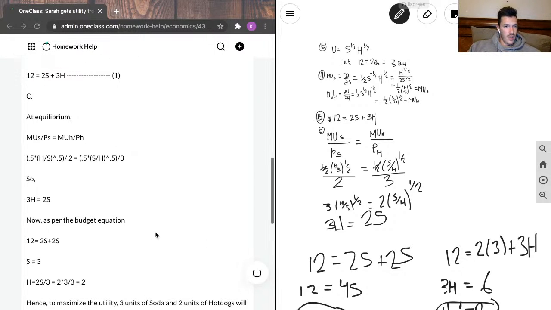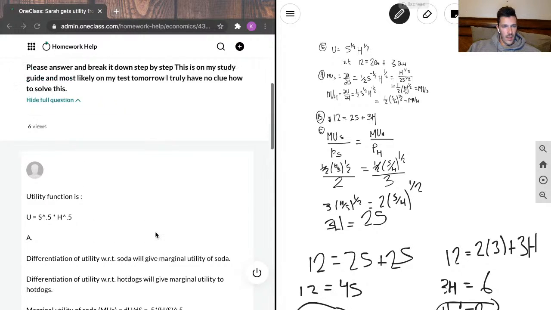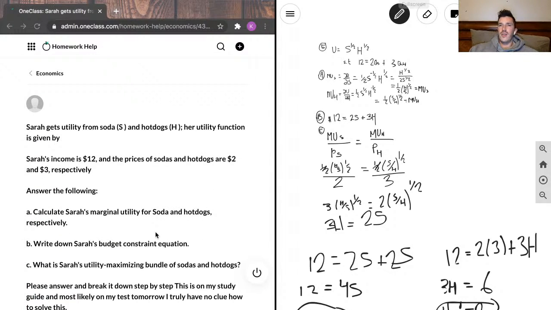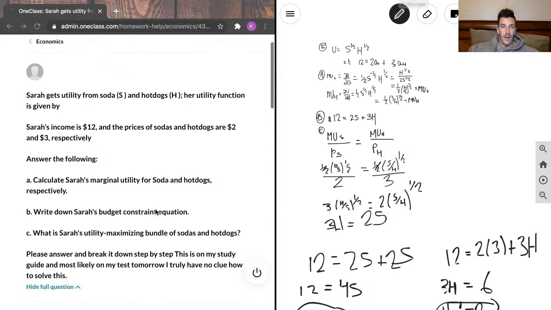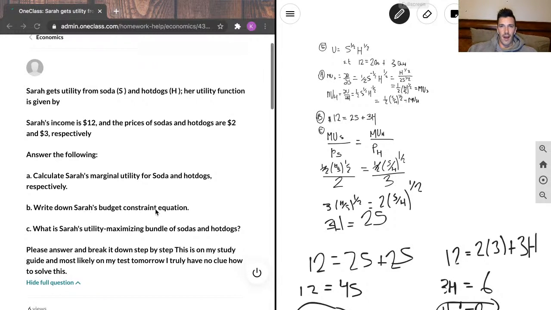And Junior Tutor has the same answer. So to do these questions, you're always going to want to write out your utility function and what it's subject to. Then take the marginal utility: partially derive your original utility function with respect to each of the goods. I write down the budget constraint equation at the beginning, but you can write it down after if you want.